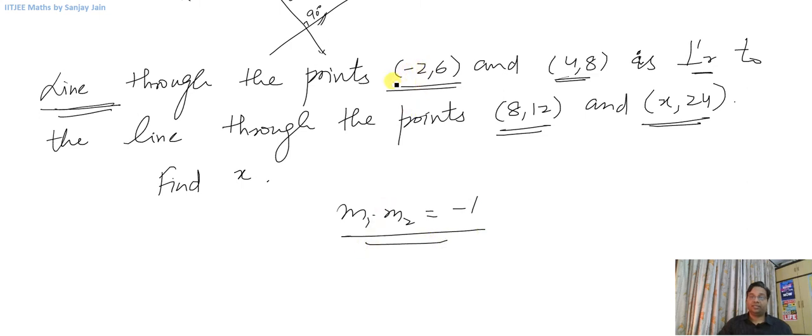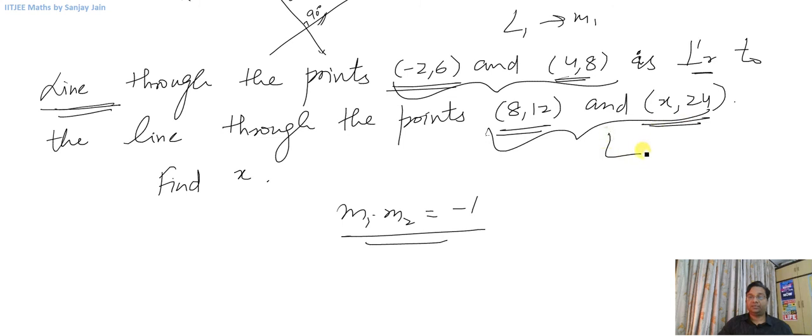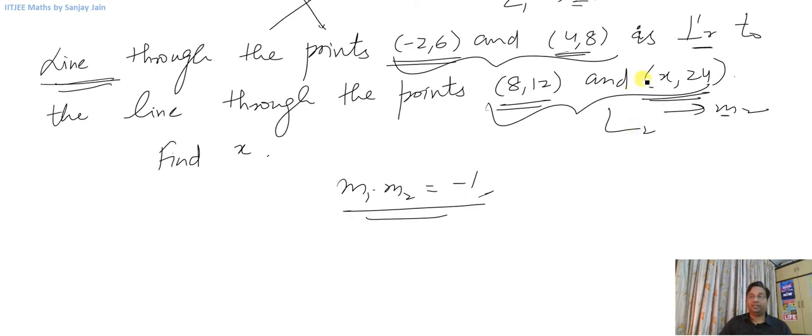So let us say these two are the points through which line L1 passes with slope m1, and line L2 passes through these 2 points with slope m2. So what I am going to do here is find slope m1 and slope m2, multiply these and put the product equal to negative 1, and then I'll find the value of x.